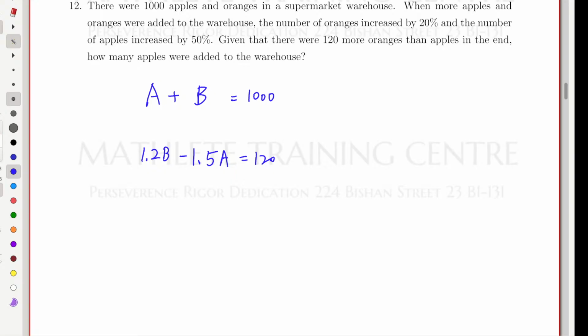And from here, I want to find out basically what's A and B. One way we can do this is try to remove the letter A. To do that, we can multiply the first one by 3, multiply the second one by 2, and then add them together. Because we get 3A plus 3B is equal to 3,000.